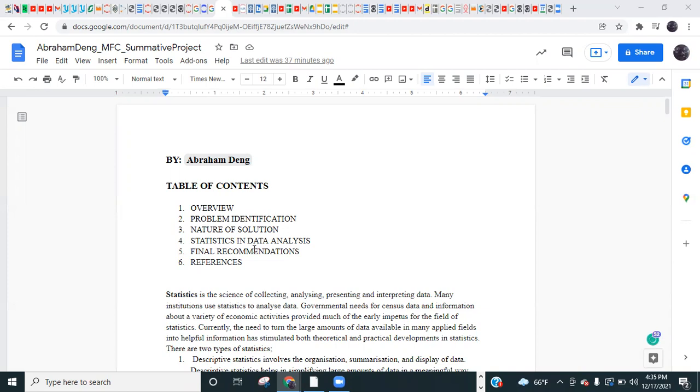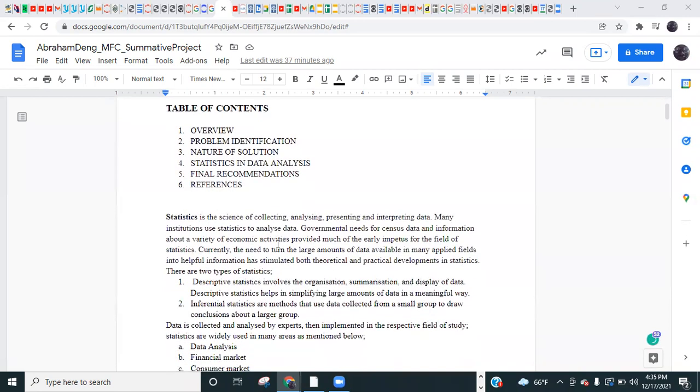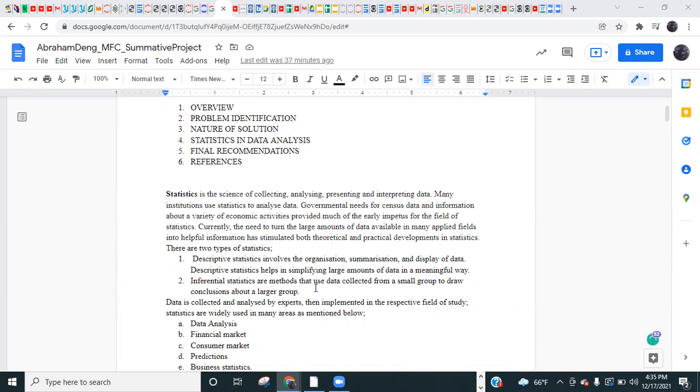My name is Abraham Deng, and we are going to look at the application of statistics in data analysis. First of all, we are going to define what statistics is, which is the science of collecting, analyzing, presenting, and interpreting data. Many institutions and government institutions use statistics in different ways, especially in economic activities and census.